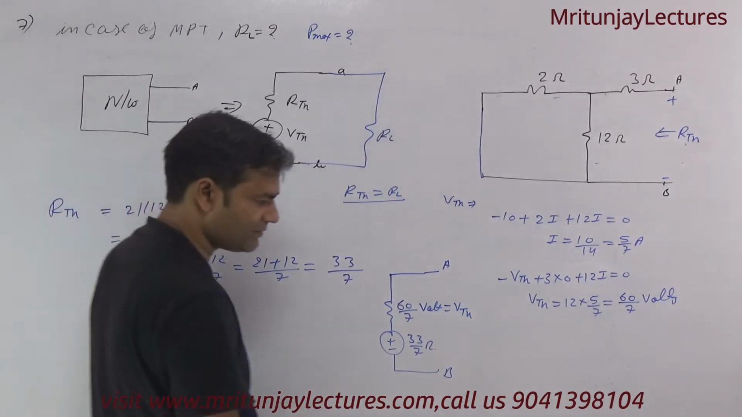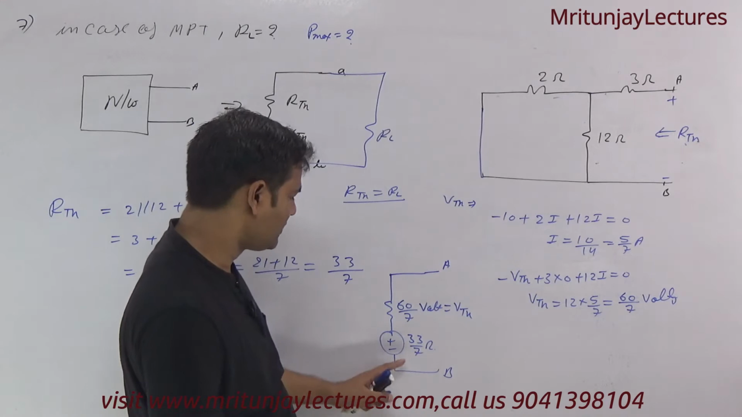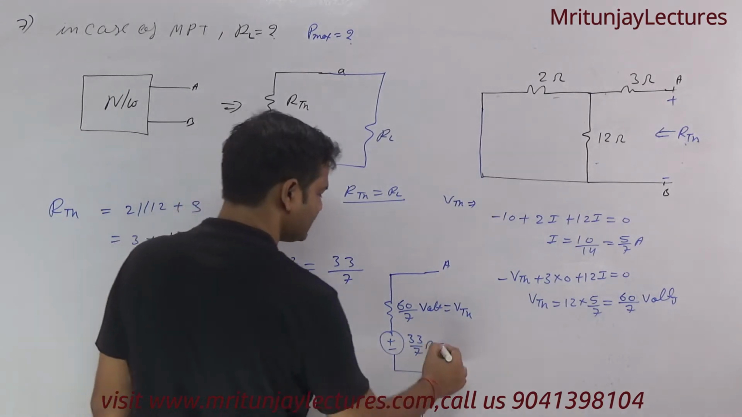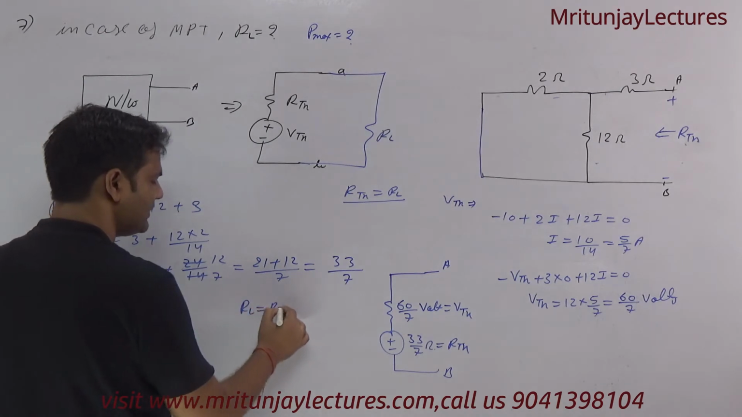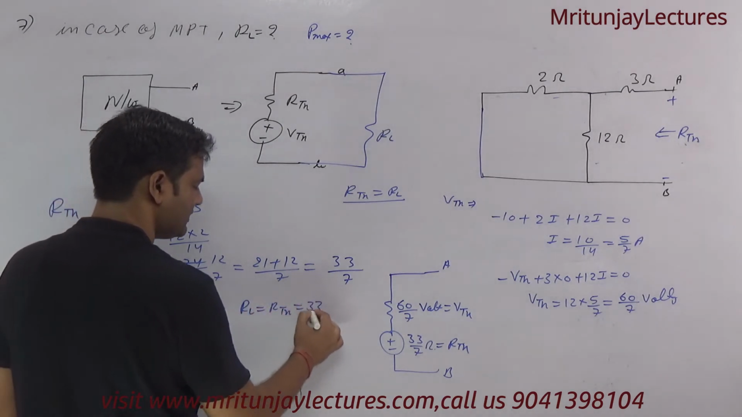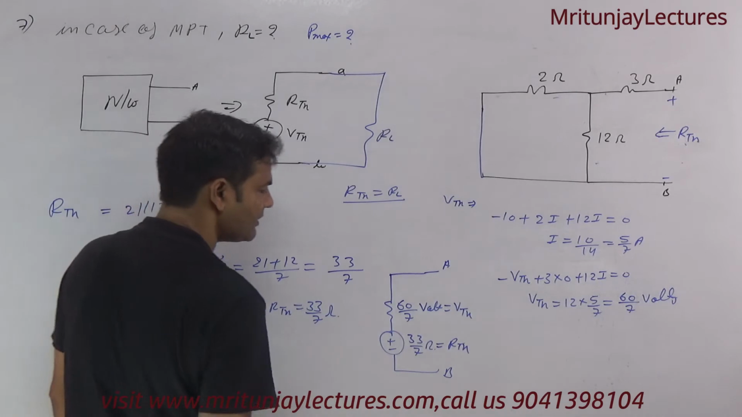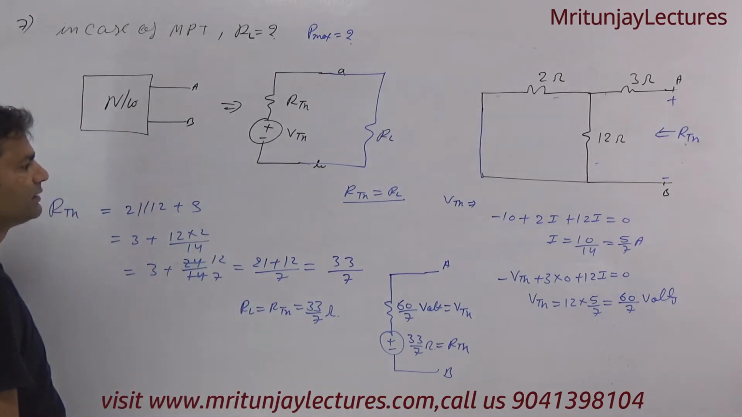Corresponding to maximum power, if power transfer is maximum, then RTH is equal to RL. So RL is written as RTH, and this is equal to 33 by 7 ohm. Clear or not? Now another way.